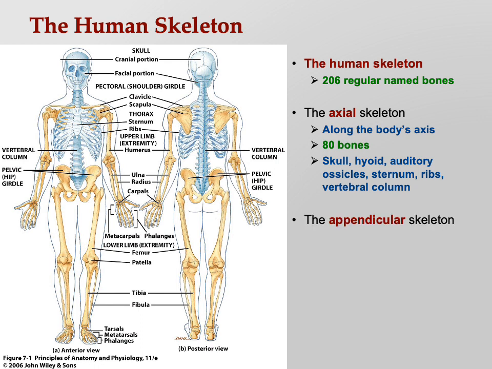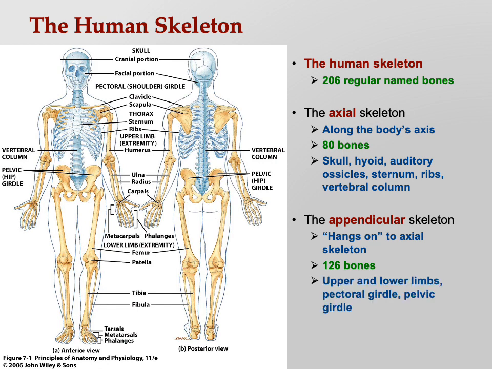The appendicular skeleton, the root word there, appendix. Appendix means something that hangs on. So the appendicular skeleton hangs on to the axial skeleton. The axial skeleton is the pole in the middle, and the appendicular skeleton hangs on to that pole. It's 126 bones altogether. Notice that 126 plus 80 makes 206. So far the arithmetic is working out very well. These consist of the upper and lower limbs, the pectoral girdle, and the pelvic girdle.